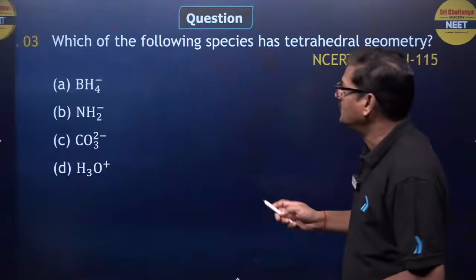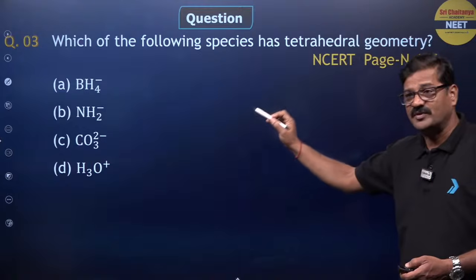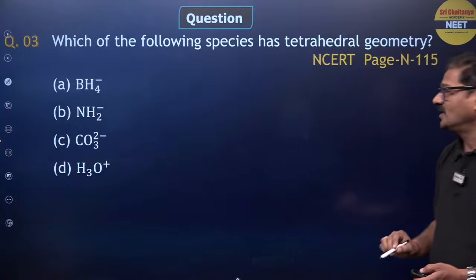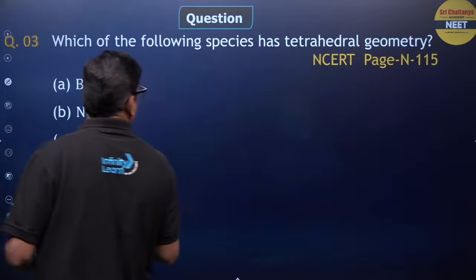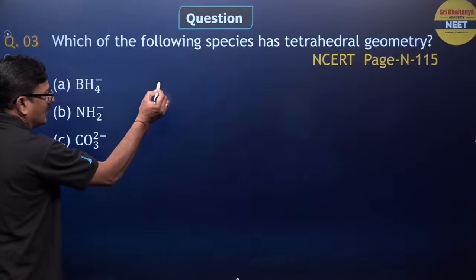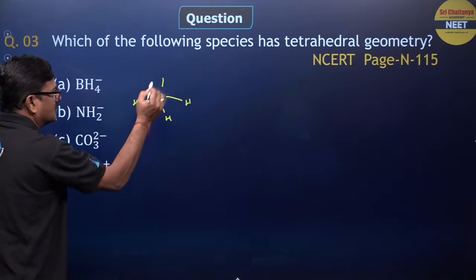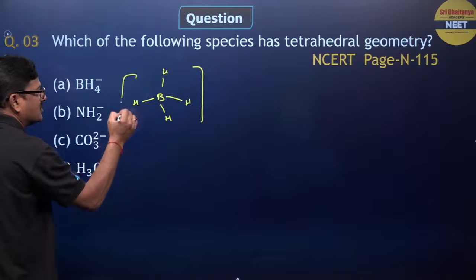Moving ahead, बच्चों here, which of the following species has a tetrahedral geometry? VSEPR theory के हिसाब से आप करना. Okay, which of the following species has tetrahedral geometry? Here BH4 minus. It is a tetrahedral geometry.